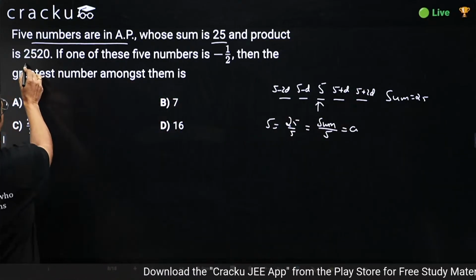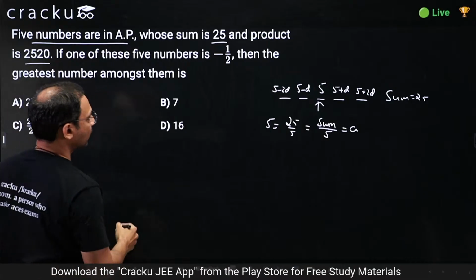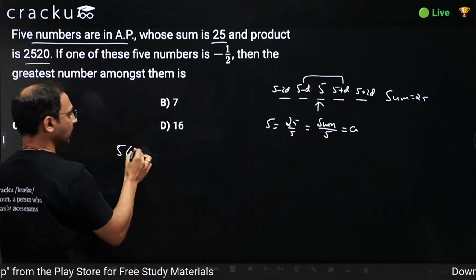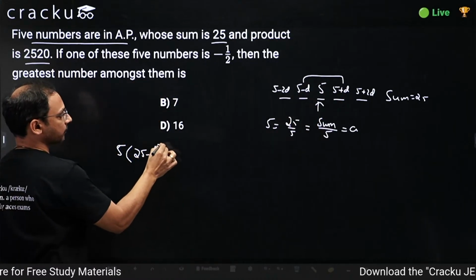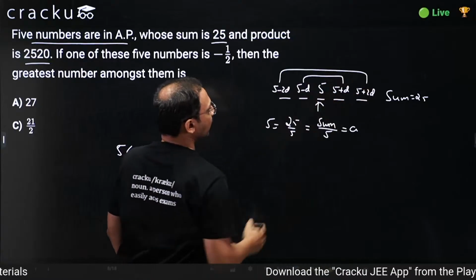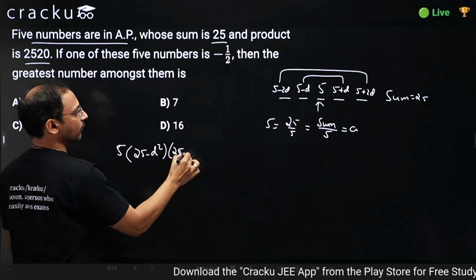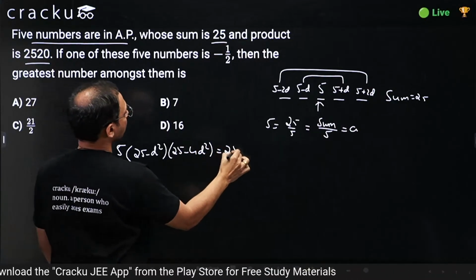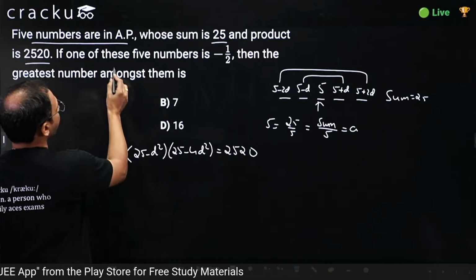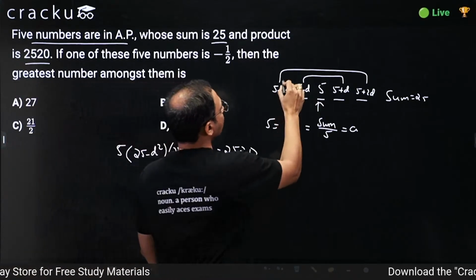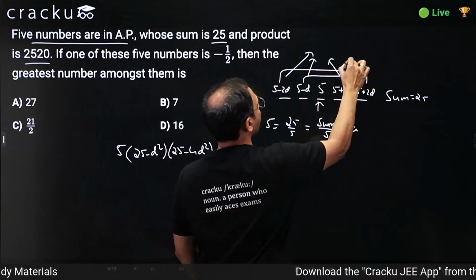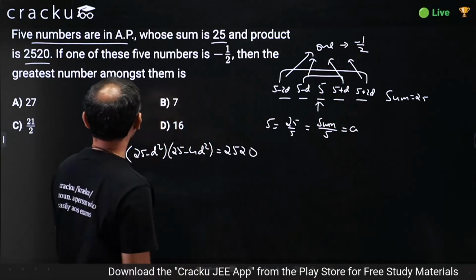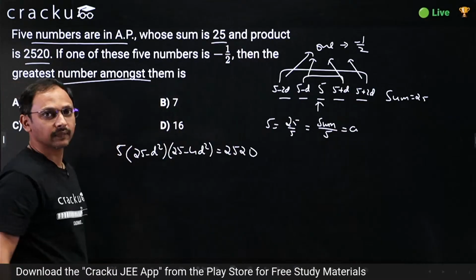What else is given? The product is 2520. Now the product will be 5 into A plus B into A minus B is A square minus B square. Same thing here, A plus B into A minus B is A square minus B square. 25 minus 4D square. This is given to be 2520. And one of these 5 numbers is minus half. So the remaining 4 numbers, one of them is minus 1 by 2. Then what is the greatest number among these 5 numbers?